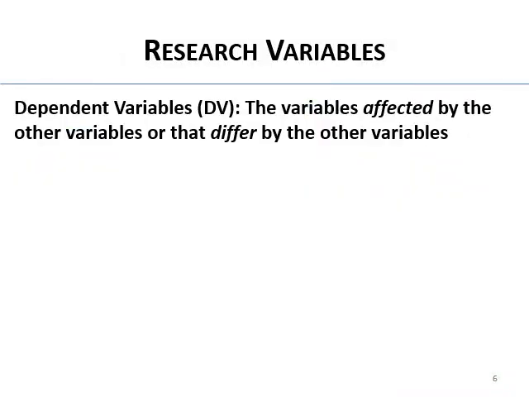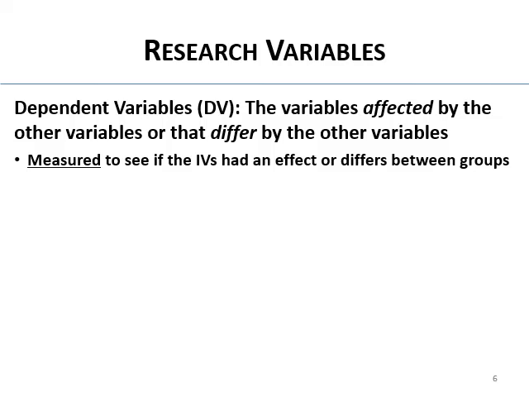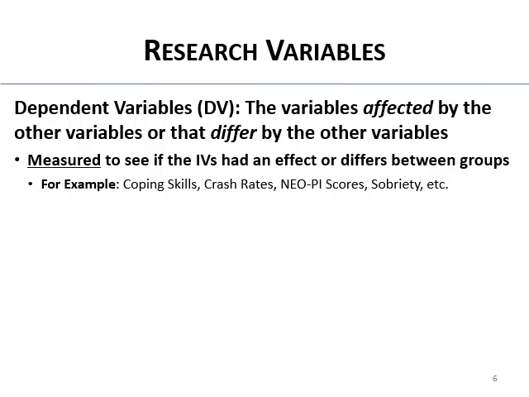So dependent variables are the variables that we measure because we think they're affected by other variables, or we think they differ by other variables. That is, independent variables or quasi-independent variables affect them, or they differ as a function of those. So they're always measured. We're always measuring them to see if the IVs had an effect or if they differ between our groups. For example, you might measure someone's coping skills level, or their crash rates, or their scores on the NEO-PI, or whether they're still sober, right? These are all things that you measure because you think they differ as a function of some other variables. These are going to be your DVs in a study.